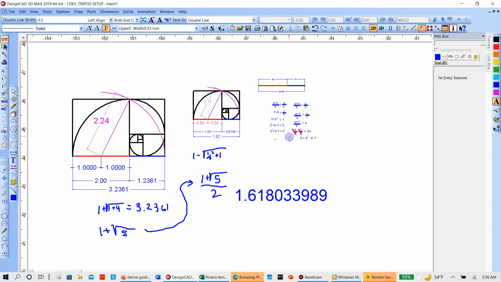You can derive the golden triangle number geometrically with the quadratic equation, if that's handy for you. If not, it's pretty much something you do on any calculator.